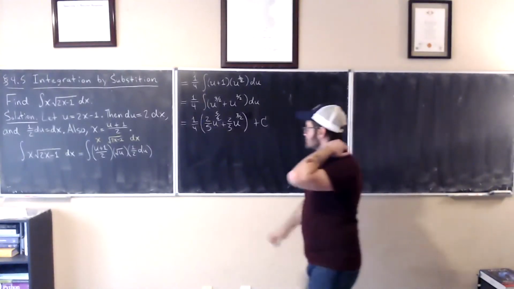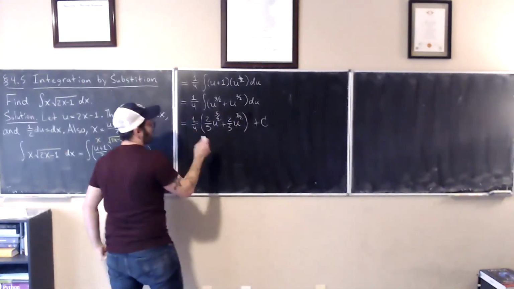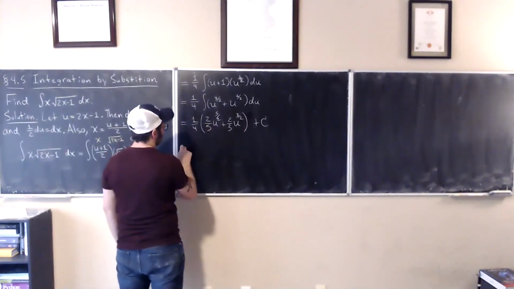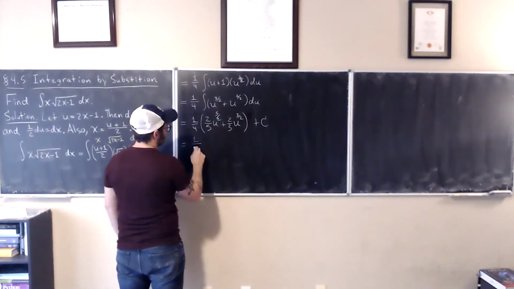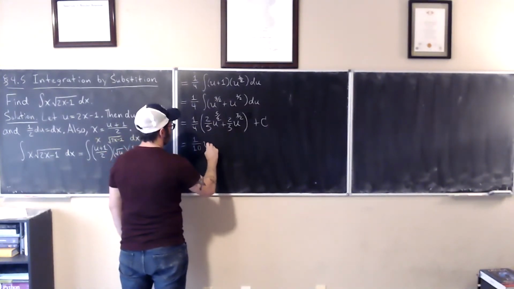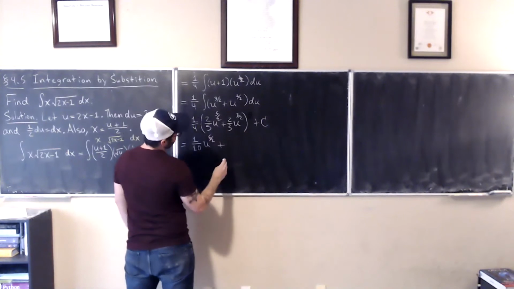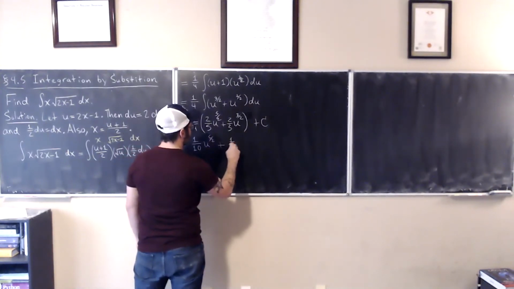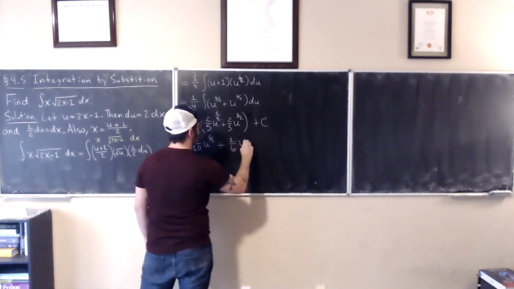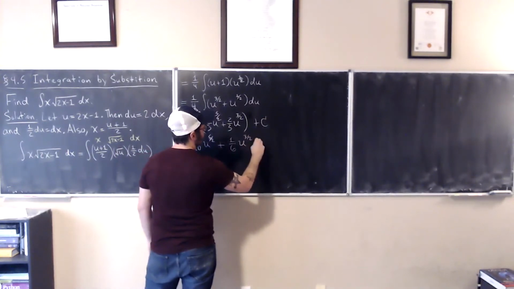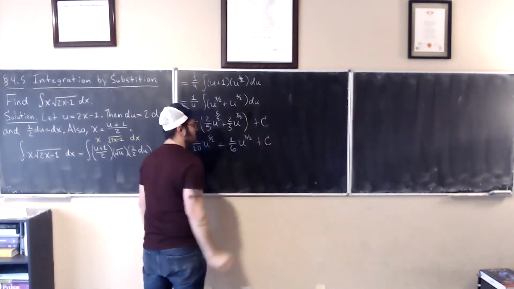Okay. So then finally, I need to distribute in this constant now. So this would be 1/10 of u to the power 5/2 plus 1/6 of u to the power 3/2, and then don't forget your constant of integration.